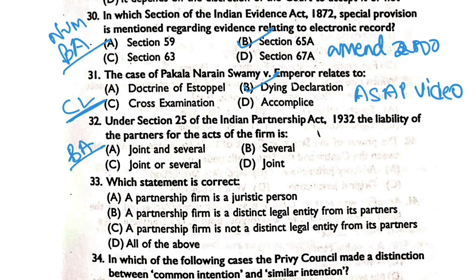Under section 25 of the Indian Partnership Act, the partners are responsible, joint and several. They have both joint and several responsibility. Again, Bare Act based question. You know the Bare Act, you should know this.